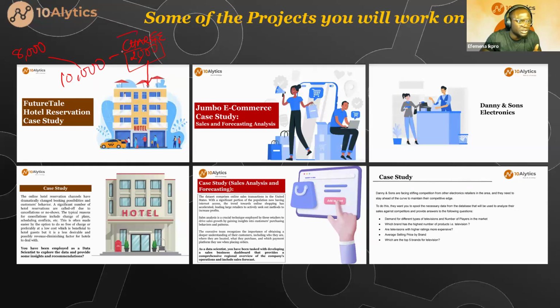So when you look at opportunity cost, all right, the hotel actually wants you to pay and stay in the hotel. They don't need this 2,000. They need 10,000. So they've lost out 8,000 naira. So this business was losing money because of what we call cancellation. Now, as a data scientist, you have been employed to explore the data and provide some insight and recommendation to the hotel.